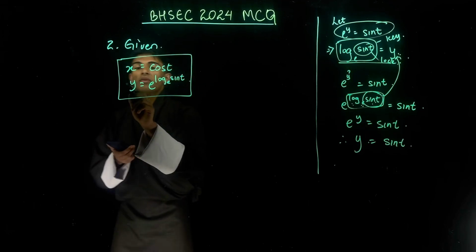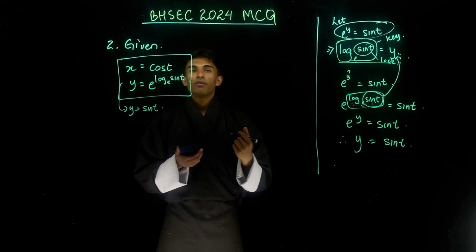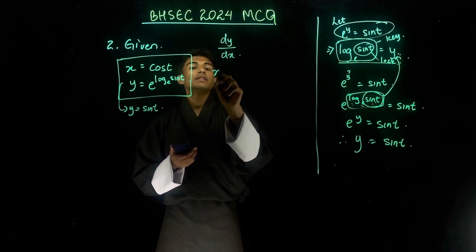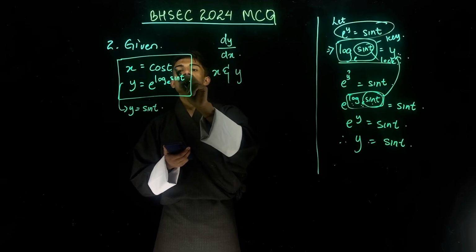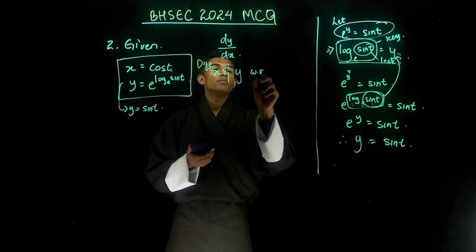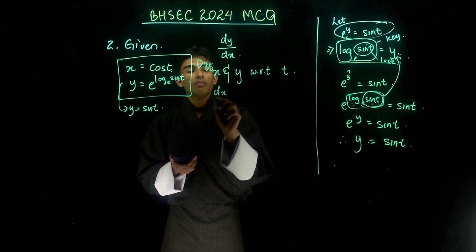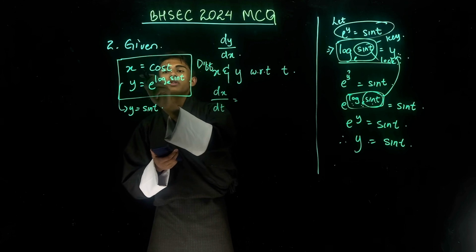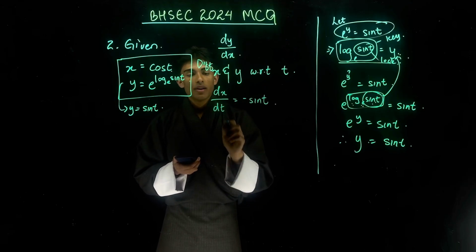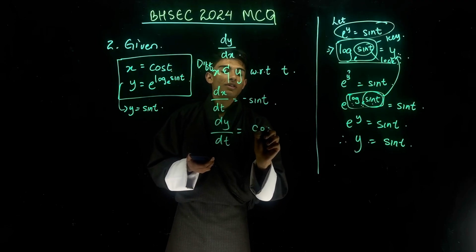Now we have the simplified version, y as sine t. In the parametric function, we are supposed to find dy by dx. However, both x and y are functions of t. Therefore, we will now differentiate x and y with respect to t. We'll start with dx by dt. When you differentiate cos t, you get the negative of sine t. And when you differentiate sine t, you get cos t.